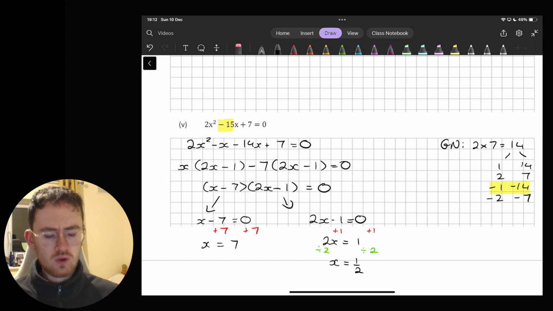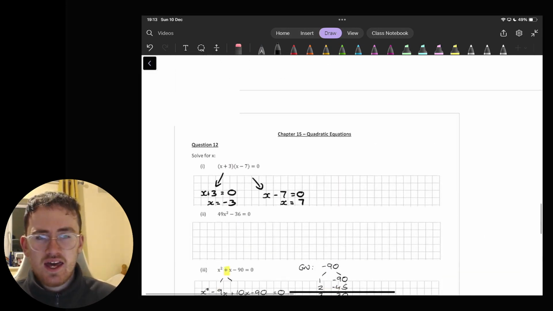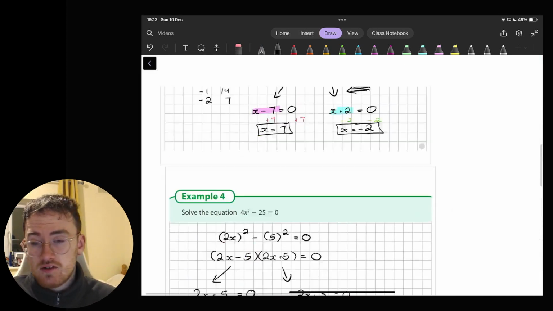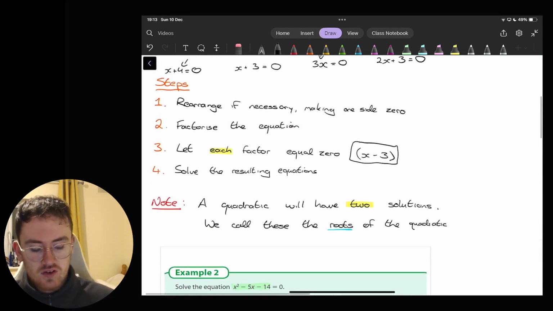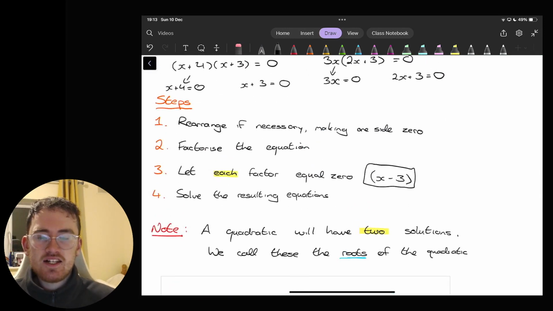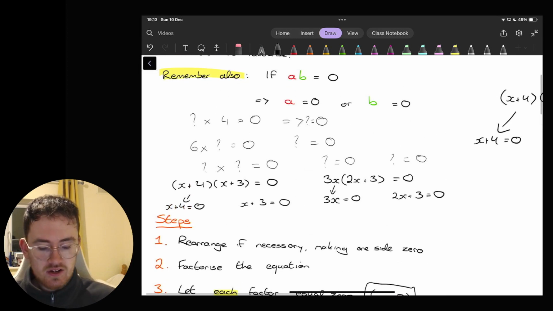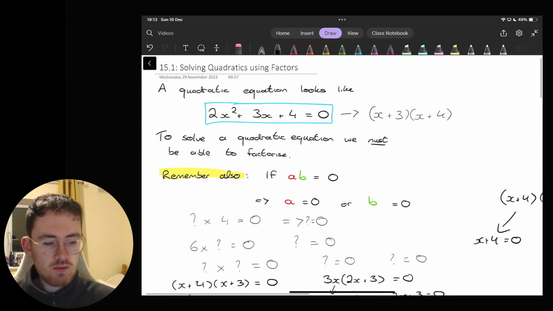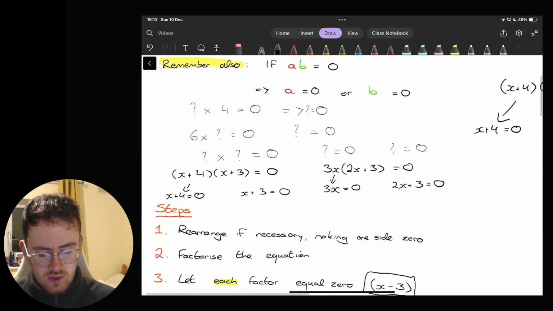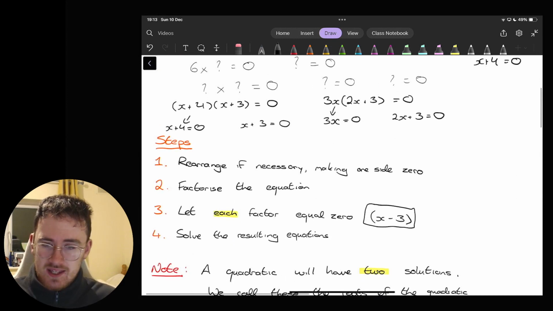It's important, the whole way down here, you can see how key it is that you know how to factorize your quadratics first of all, as that's your first step. And then that little trick of letting each factor equal 0 is really important as well, as that's how we solve these quadratic equations. Just make sure that you're happy with that step, taking each of those brackets, writing them equal to 0, and then solving them as their own little equation.